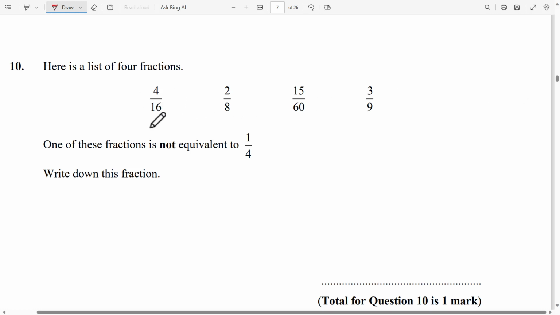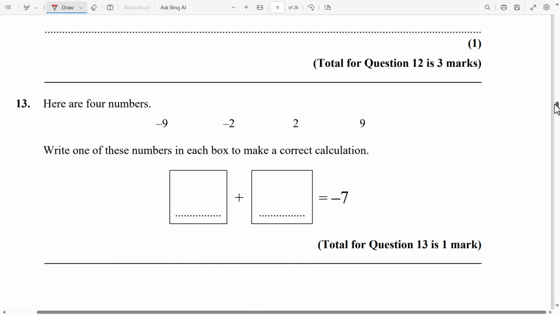This is 1 over 4 if you cast it down. The same, this is 1 over 4. And if you also cast it down, this is 1 over 4. But 3 over 9 is 1 over 3. So this is the one that you don't need. So the fraction that's not equivalent to 1/4 is definitely 3 over 9. Okay, that's 3 over 9.